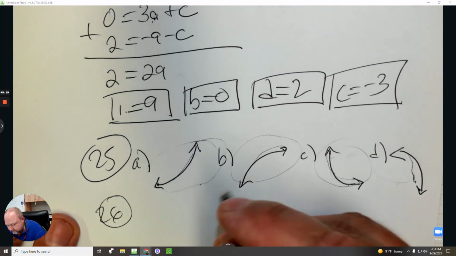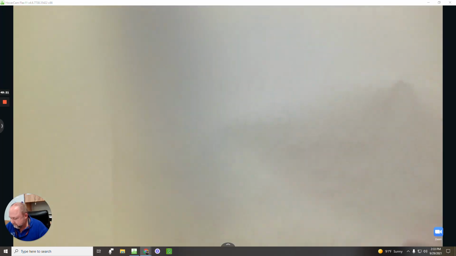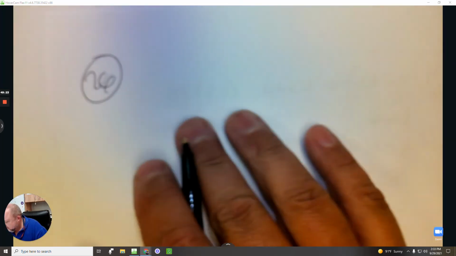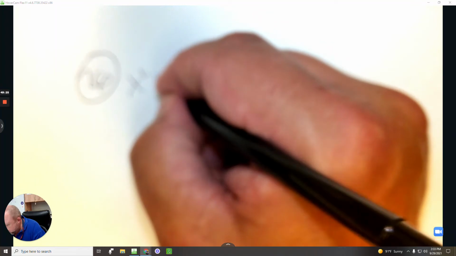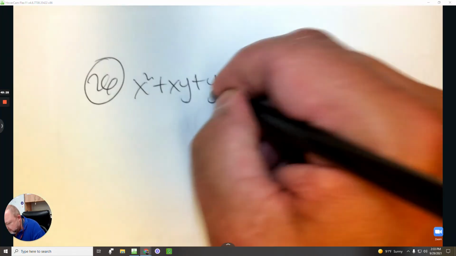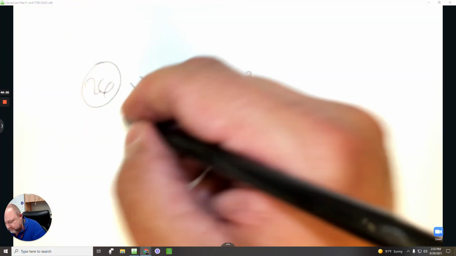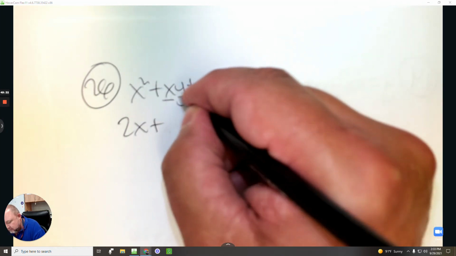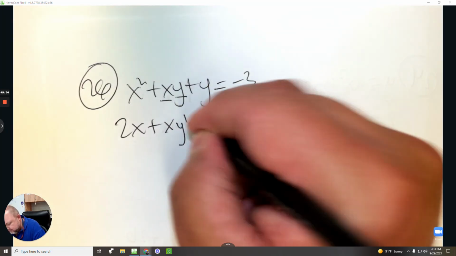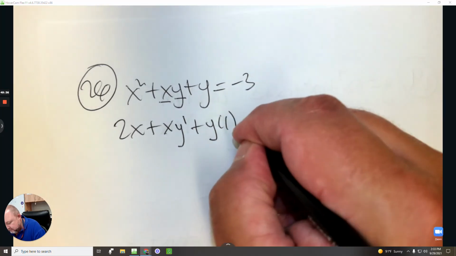26. I can do that on another page. So x squared y plus y equals -3. Take the derivative. Now this is the product rule. The first times the derivative of the second plus the second times the derivative of the first.